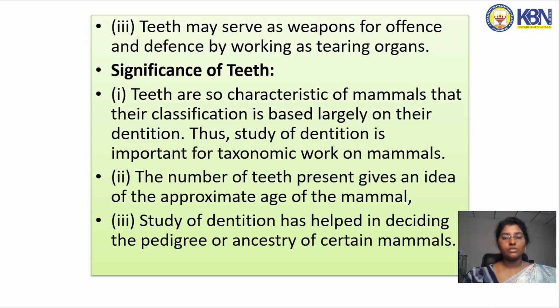Next, significance of teeth. Teeth are so characteristic of mammals that their classification is based largely on their dentition. Thus, the study of dentition is important for taxonomic work on mammals. The number of teeth present gives an idea of the approximate age of the mammal. The study of dentition has helped in deciding the pedigree or ancestry of certain animals.